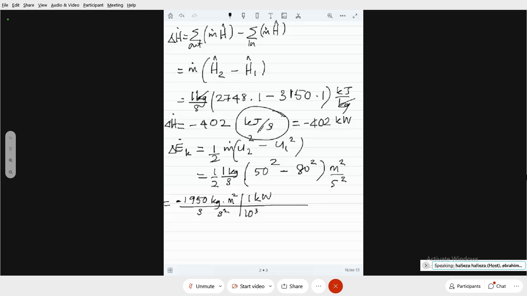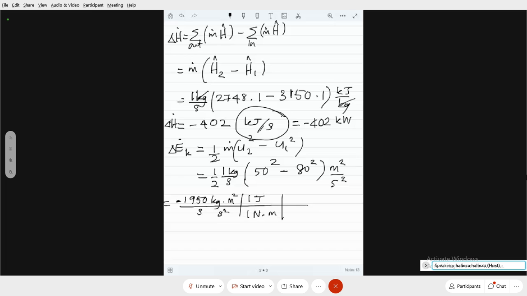Sorry, 1 kilojoule is equal to? Let me just check again, because I know 1 kilojoule is 10 power 3 meter square second square. Okay, hold on, let's look at the textbook. 1 kilonewton. Okay, let's do it step by step. 1 joule equals 1 Newton meter.